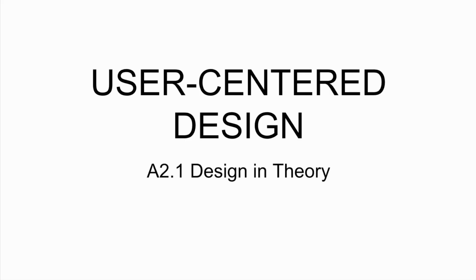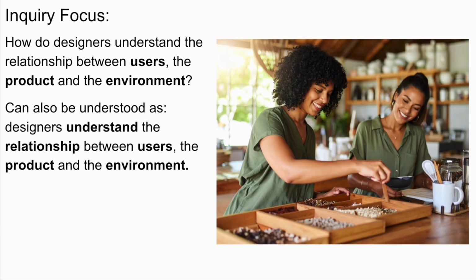This is a recorded lecture for IB Design Technology, User-Centered Design, topic A2.1 Design in Theory. We're going to be focusing on how designers understand the relationship between users, the product, and the environment. And I want you to understand this: designers understand this relationship between the users, the product, and the environment. This is what they do. This is their reason to be, or raison d'etre, right? This is why they do what they do.